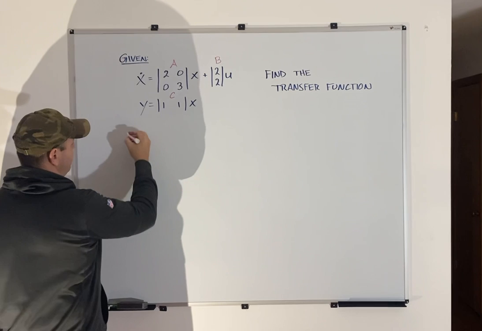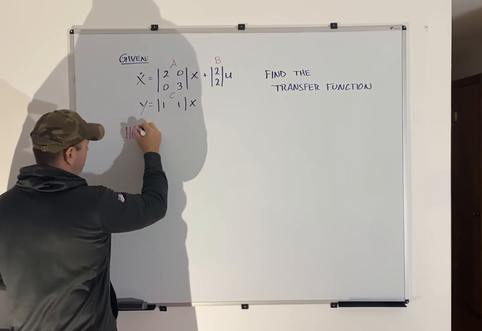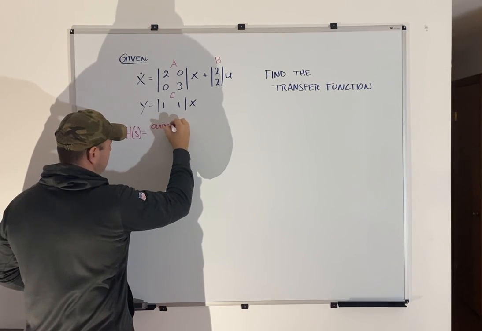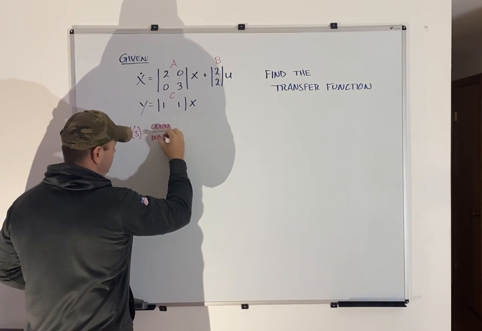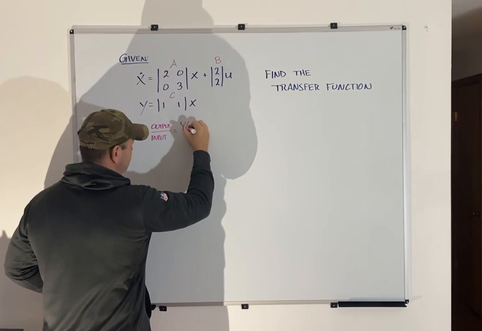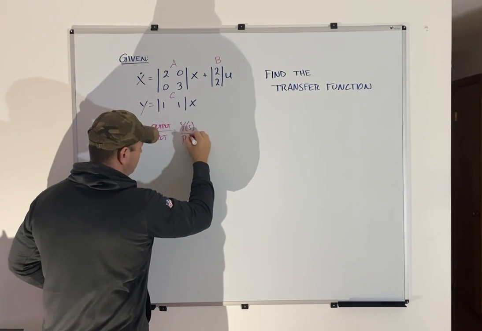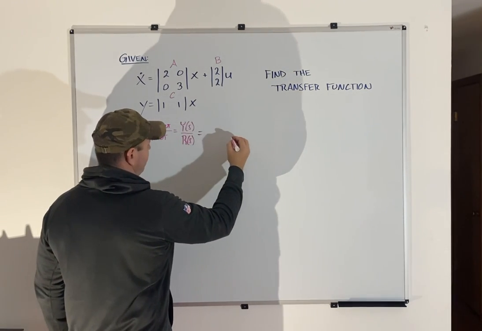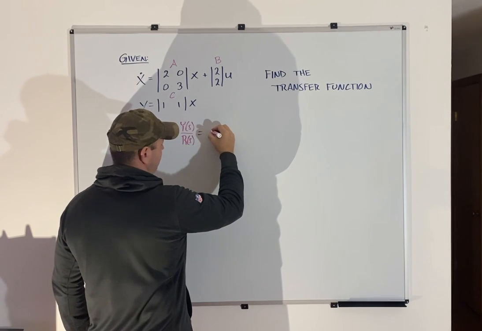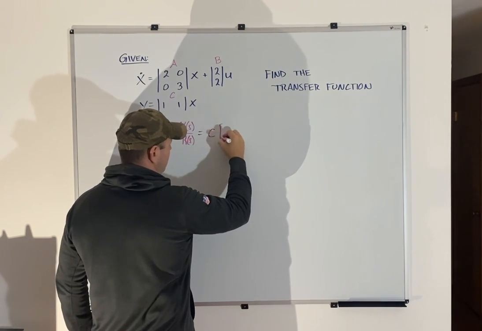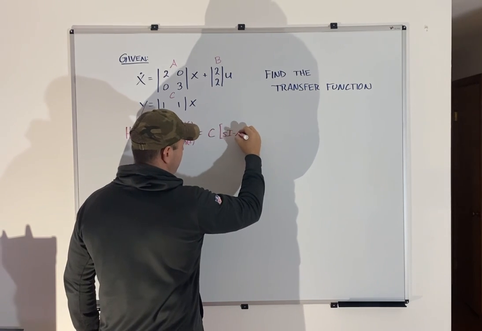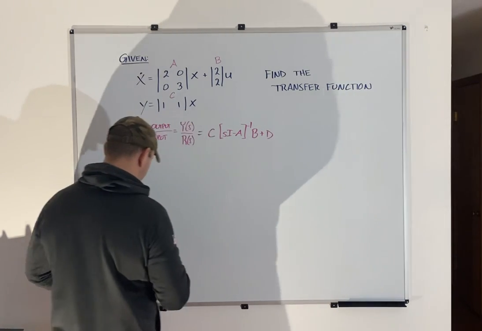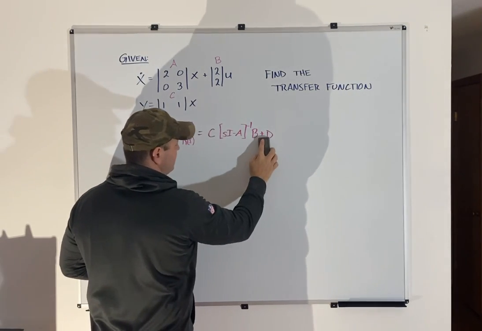The transfer function, H of s, is going to be equal to, remember, the output over the input, which is Y of s over R of s, which is equal to C times (sI minus A) inverse times B plus D. We don't have a D matrix in our system, so that's gone.